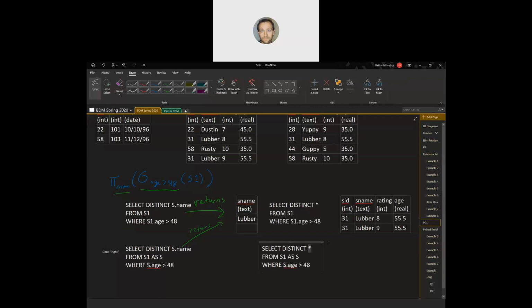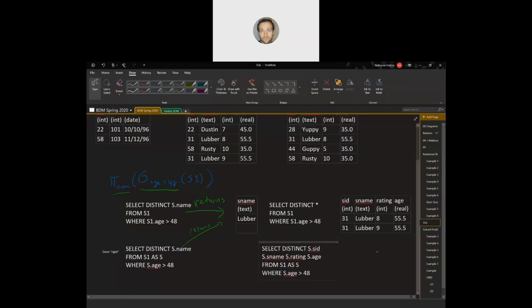And if I want everything returned, then I will write s.sid, s.sname, s.rating, and s.age. Okay, so here, the result of this, I'm asking for every entry of this table. The output on the right-hand side, these two are equivalent as far as they both return the same table on the right.